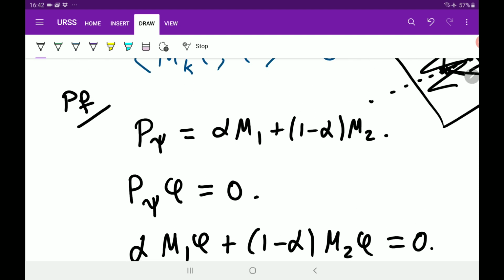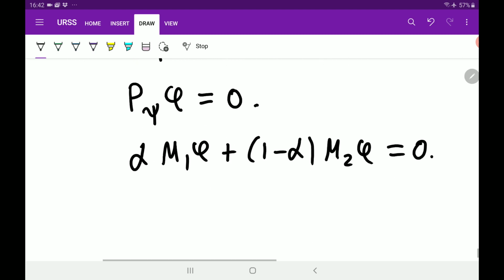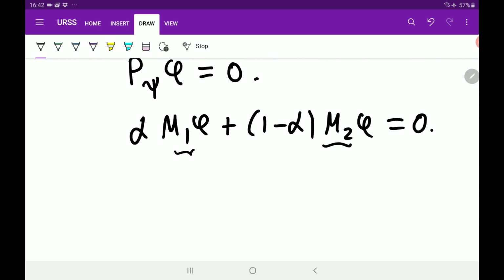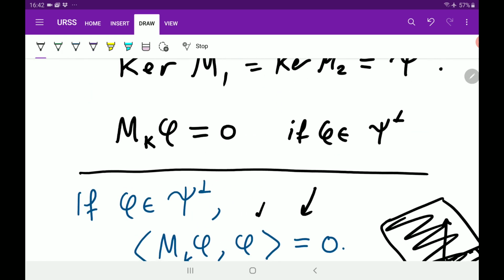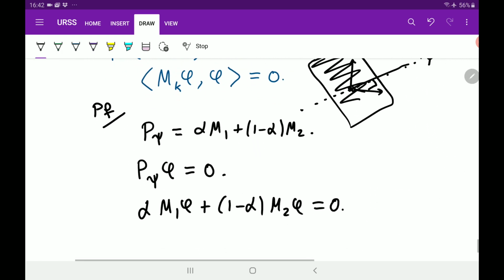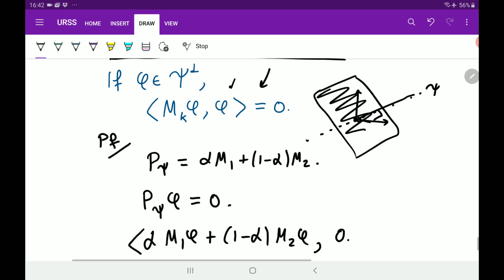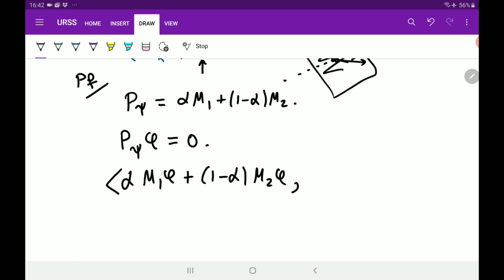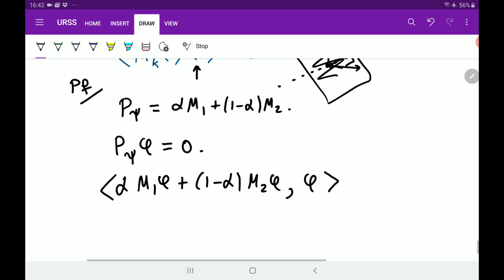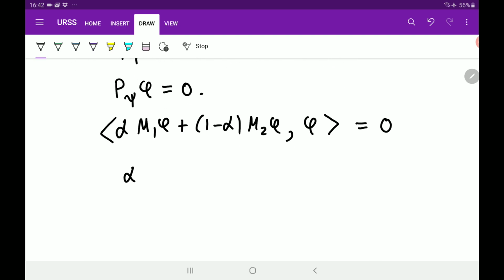We're kind of getting there. Ideally we'd like to show that these two terms are 0, but we're going to have to prove this first. So let's take the inner product of this with phi. Now, the left-hand side is equal to 0, so this inner product is just going to give us 0. And so, using the linearity of the inner product, we get this.